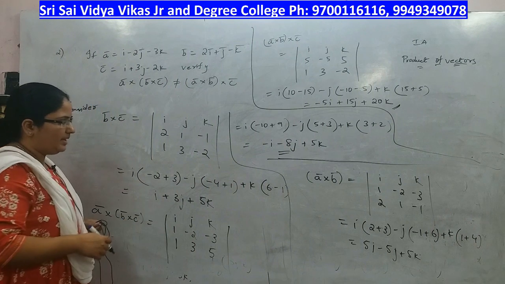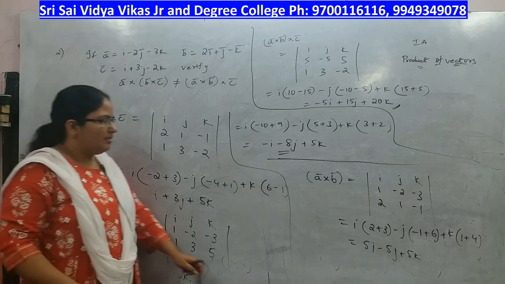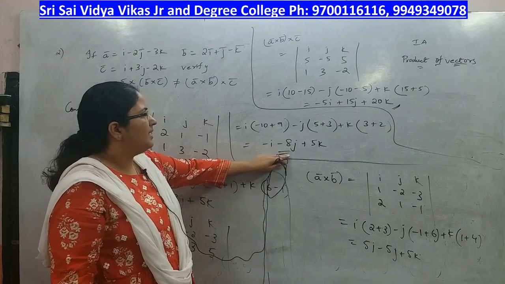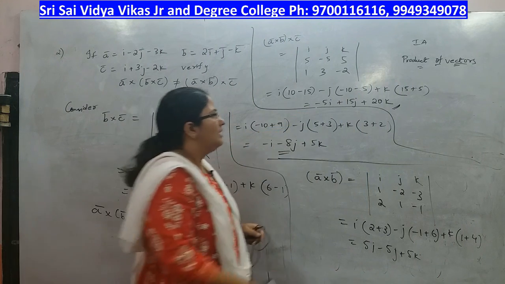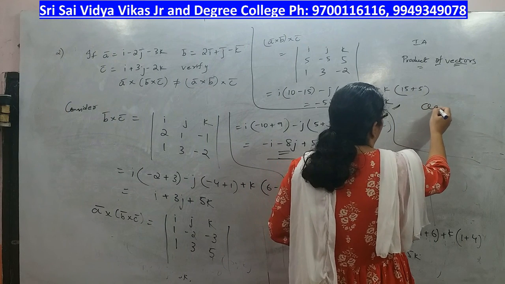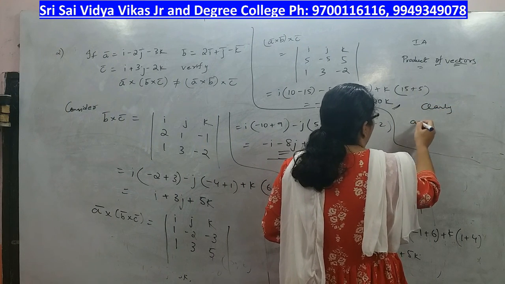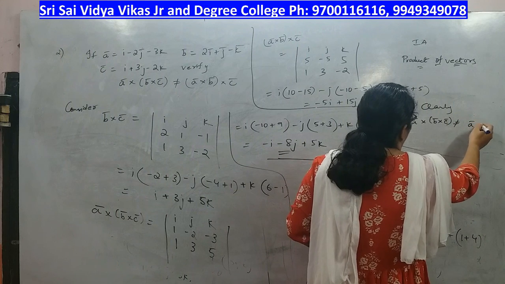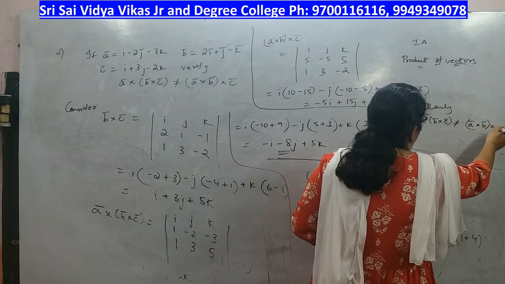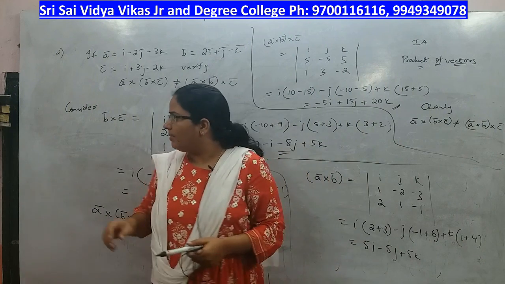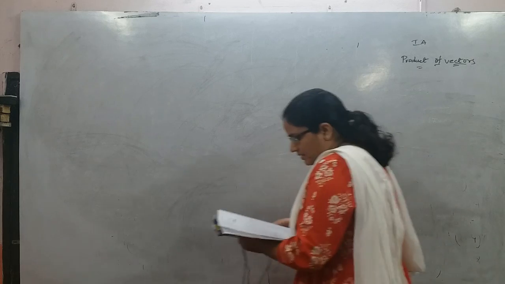Clearly both are not equal. Minus i minus 8j plus 5k is not equal to minus 5i plus 15j plus 20k. So clearly, a bar cross (b bar cross c bar) is not equal to (a bar cross b bar) cross c bar. That's about this problem. Let us do the next problem.